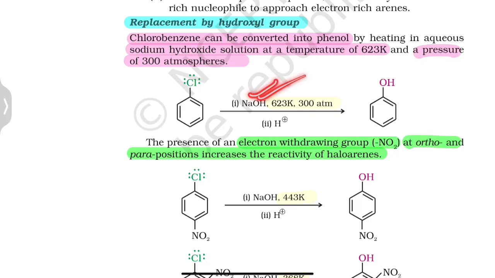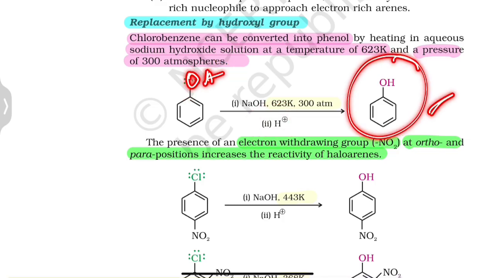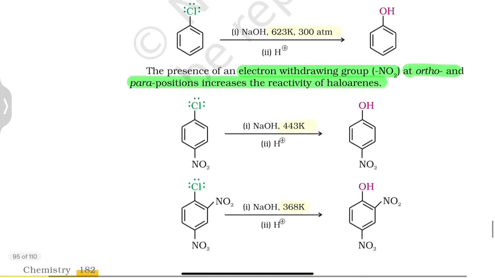When you treat with the base NaOH, the Cl will be replaced by ONa. Remove this Cl and write ONa here, and then this should be acidified with H+ ion. When it is acidified, it is converted into OH. So here you get the product.